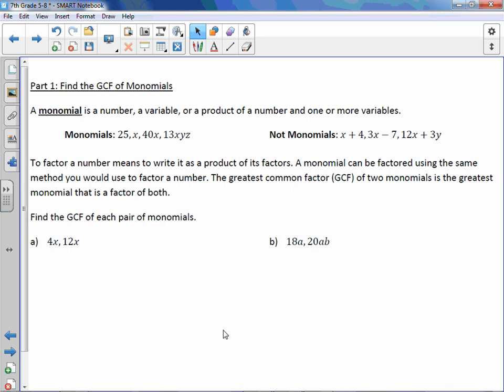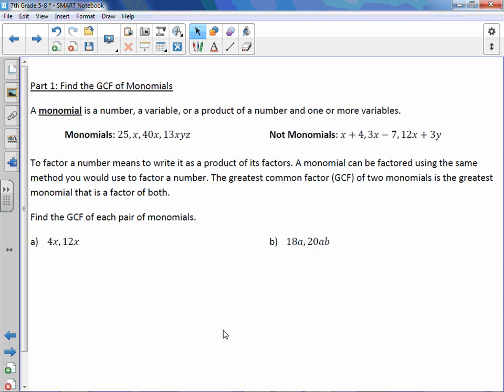To factor a number means to write it as a product of its factors. A monomial can be factored using the same method you would use to factor a number. The greatest common factor, or GCF, of two monomials is the greatest monomial that is a factor of both. When we are factoring, what we end up doing is the opposite or the reverse of the distributive property. In the distributive property, you distribute a number into the parentheses. With factoring, we take that number and put it outside the parentheses.